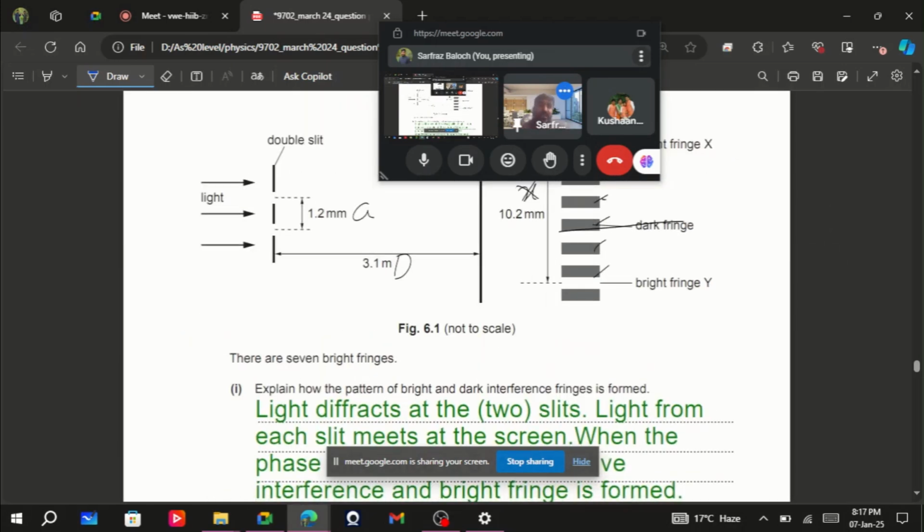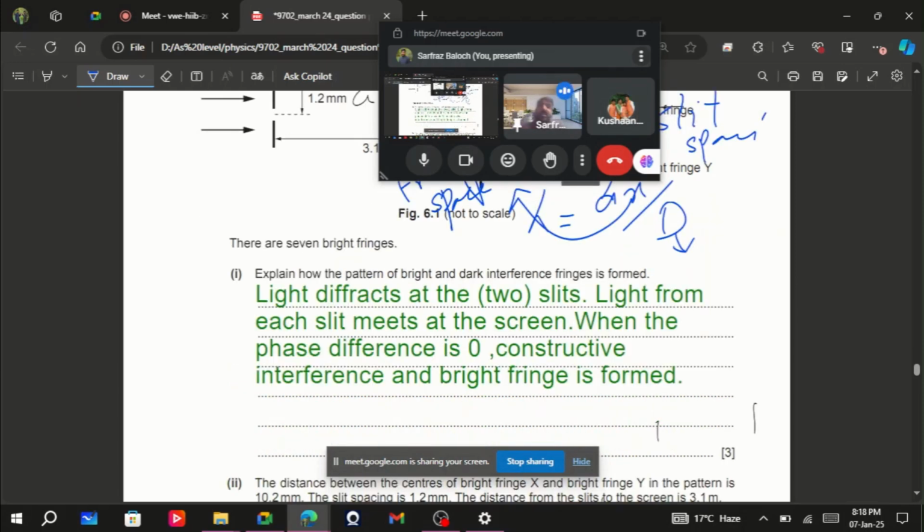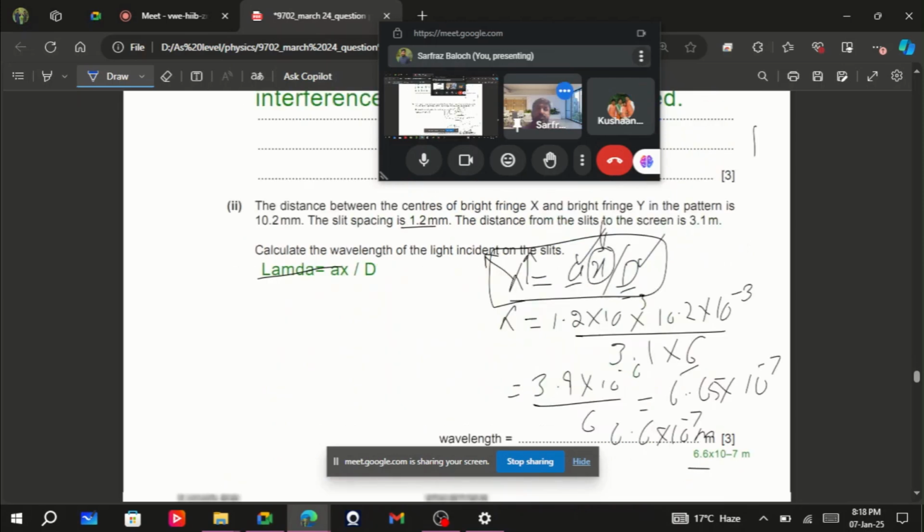In the next part, it's an experiment on the diffraction grating. For this, you should remember this formula: lambda is equal to ax over D. What is a? A is slit spacing. What is x? X is fringe spacing. And what is D? Distance from the slit to the screen, not the fringe. The screen is where you are getting the fringes.